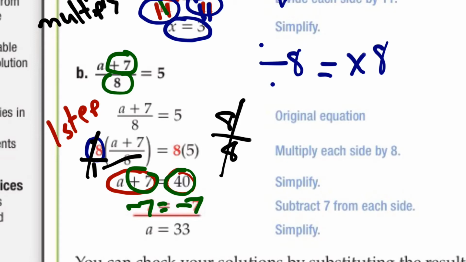So 7 minus 7 cancels out to zero. A is now by itself. 40 minus 7 is 33. I get A is by itself and it equals 33.